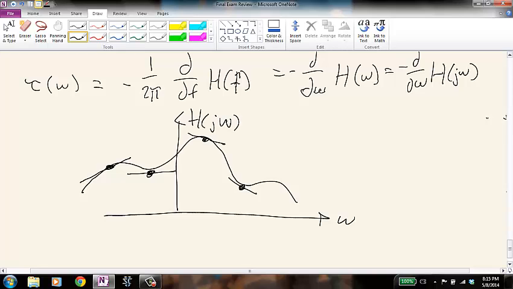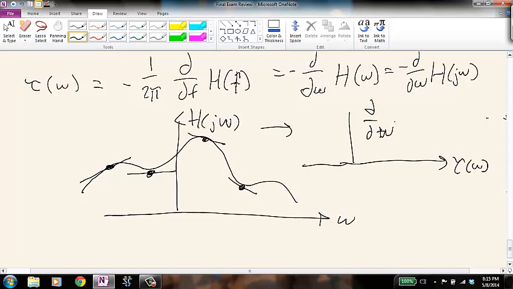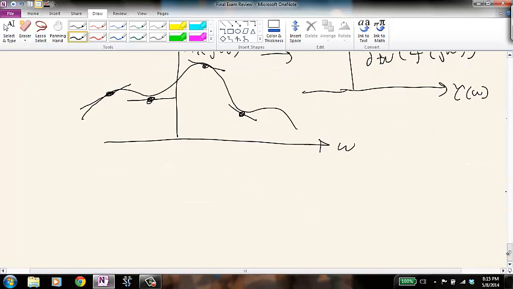So if we took the derivative of this, we could find the group delay as a function of frequency. Yes? I think that's all you need to know about group delay. Yeah, we're good with group delay.